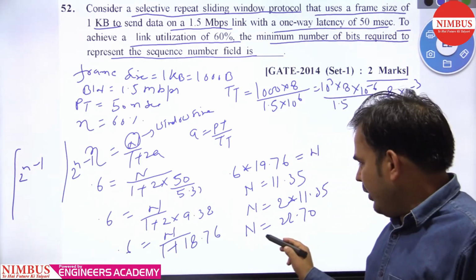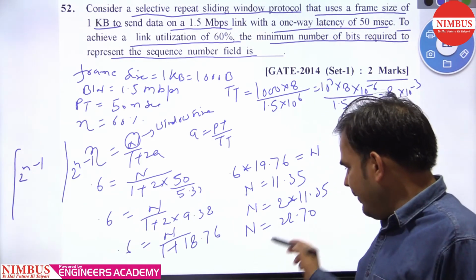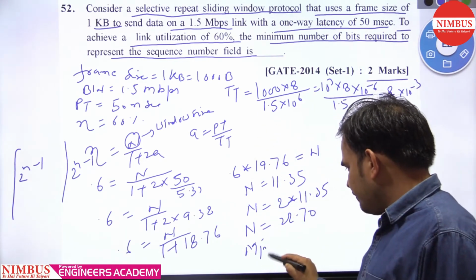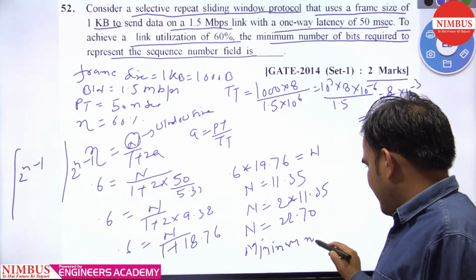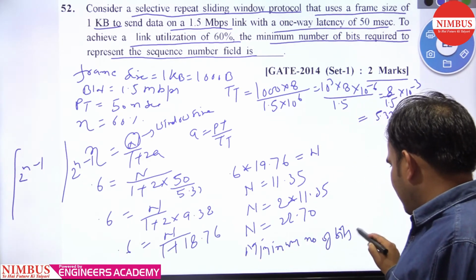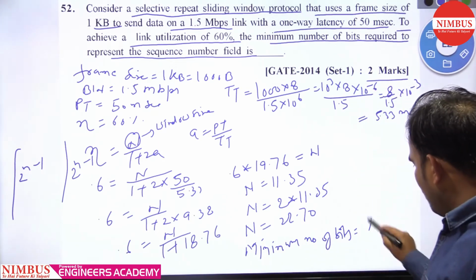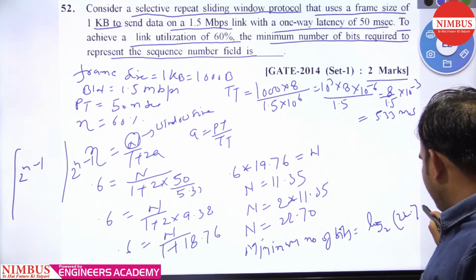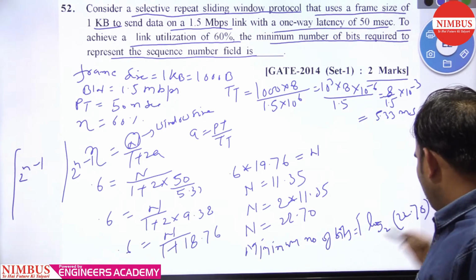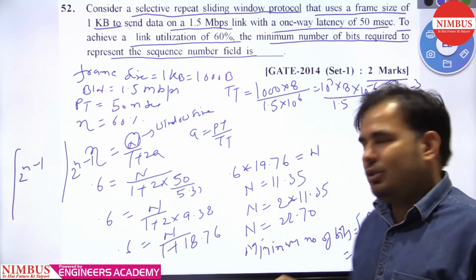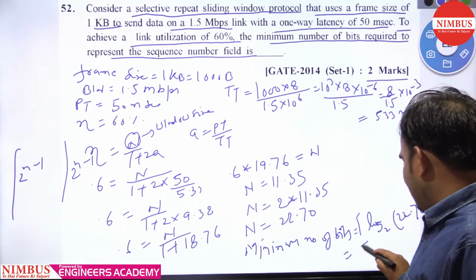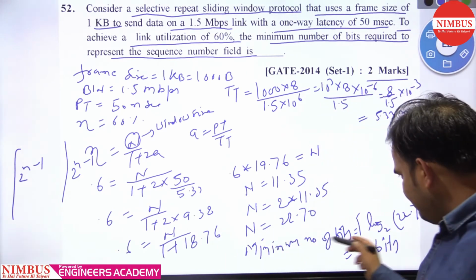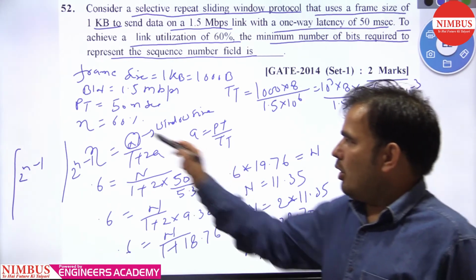Now we take log base 2 of 22.70 and the ceil value to find the minimum number of bits. 2 to the power 4 is 16, so how many bits are required? 5 bits. So this is one way through which you can calculate the minimum number of bits, because efficiency is given.